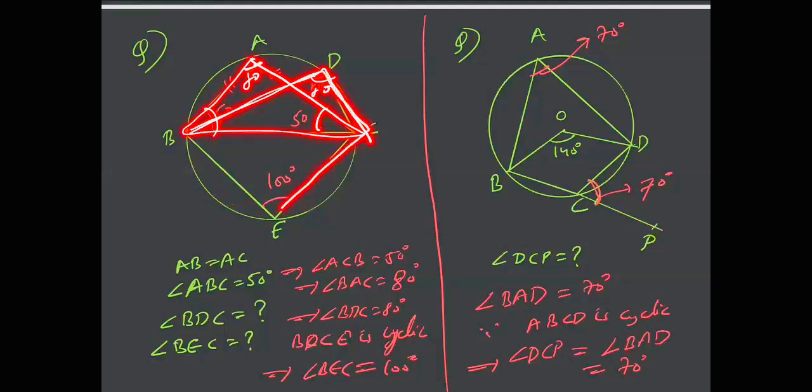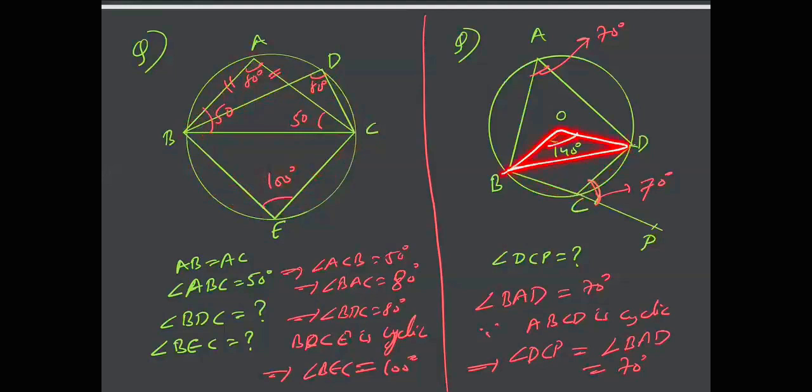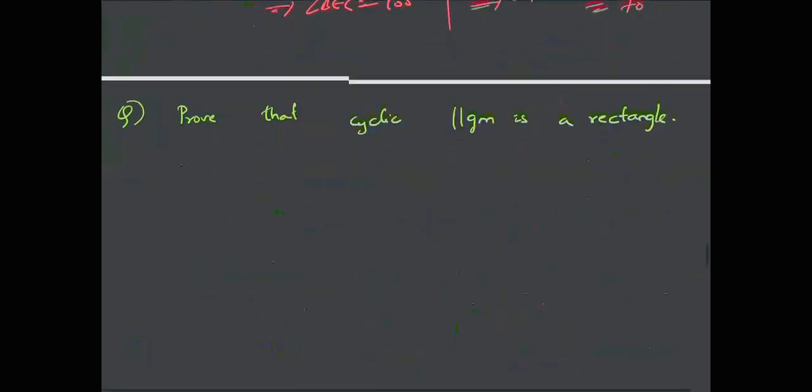Now if this is a cyclic quadrilateral, then this angle is 100 degrees, because the sum of these two should be 180. And here this BD subtends 140 at the center, so this subtends 70 at the circumference. Okay, and ABCD is a cyclic quadrilateral, so this exterior angle is equal to the opposite interior angle, which is 70. Fine. So let us move to the next question.